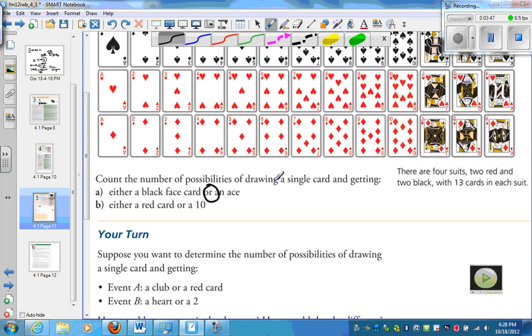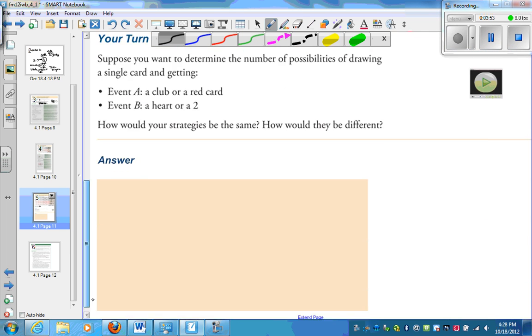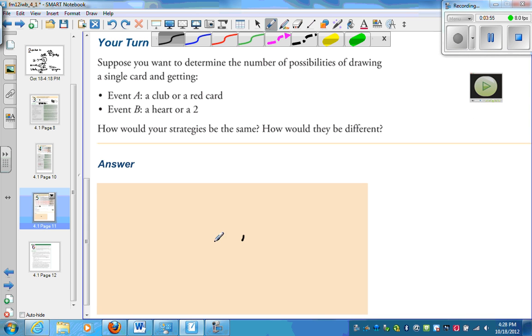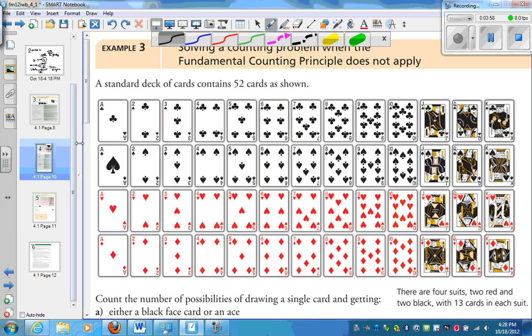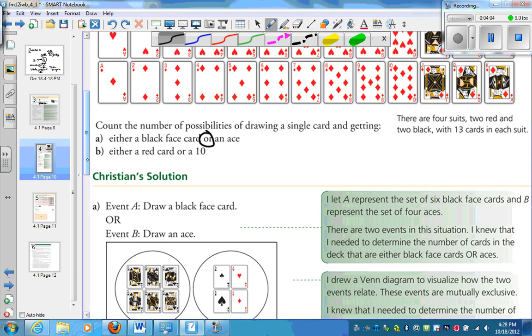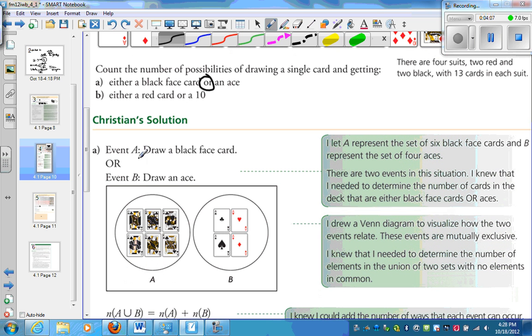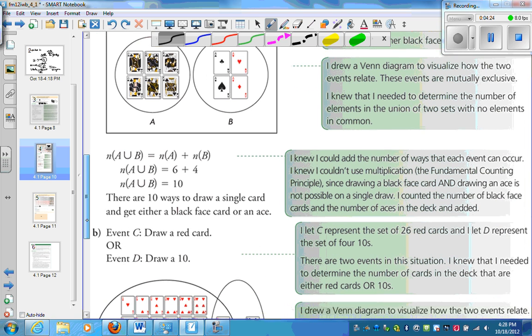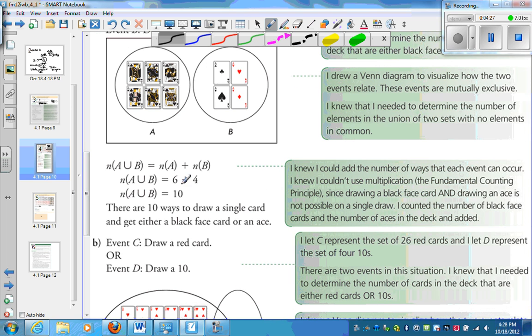So this says count the number of possibilities of drawing a single card and getting either a black face card or an ace. Because we don't use the word "and," because we use "or," we're not going to use the fundamental counting principle. I'll show you what Christian did. So he drew a Venn diagram. He said, draw a black face card. He said there's 6 ways that we can draw a black face card: king of clubs, king of spades, queens, and jacks. Or draw an ace. Those are the 4 ways to draw an ace. Notice that they're disjoint. There's nothing in common. So for the number of ways to do A or B, we just add them together.